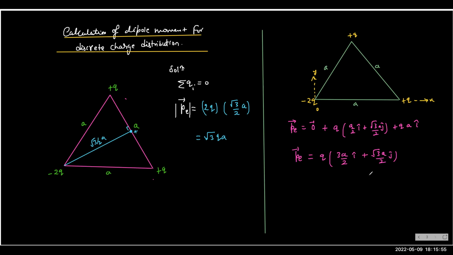Then for the mod, you can take a by 2 also common. So you get under root of 3 square plus 3, and you can take 3 common. So you get the answer root 3. Yes, actually you can take. That's the right way of doing it. Okay. Okay, sir.